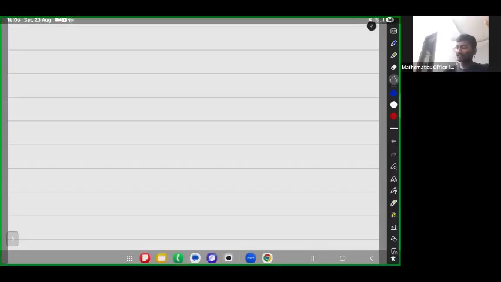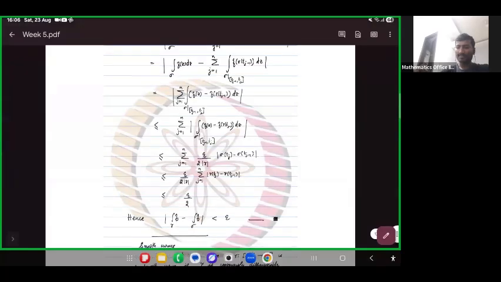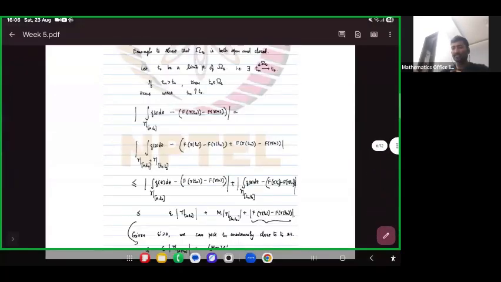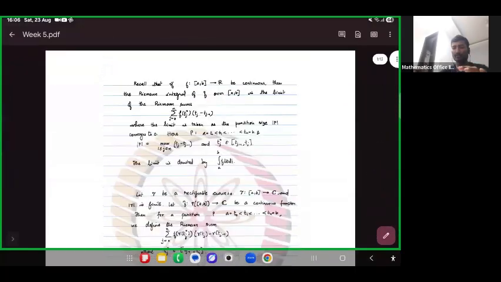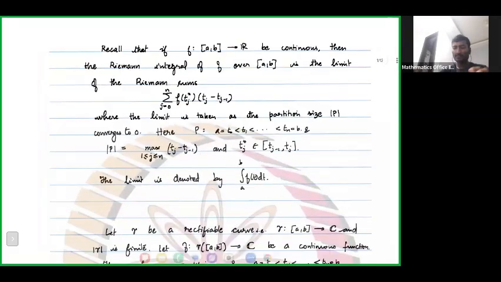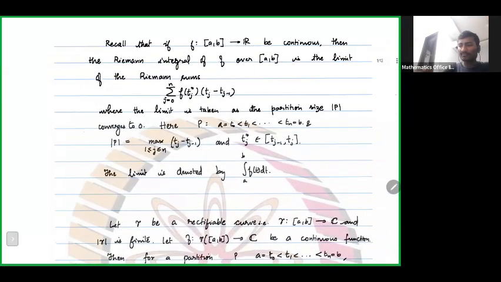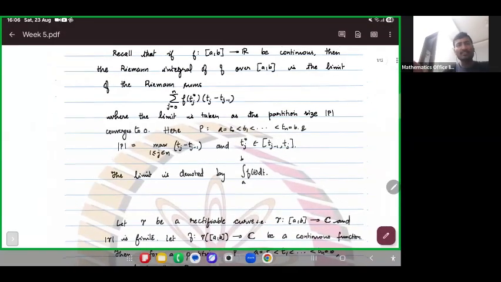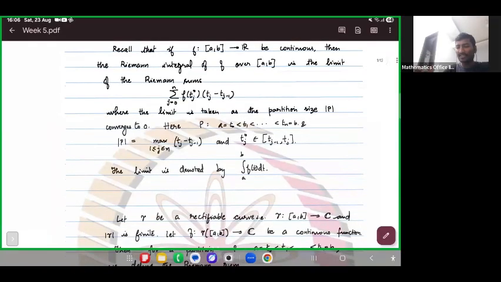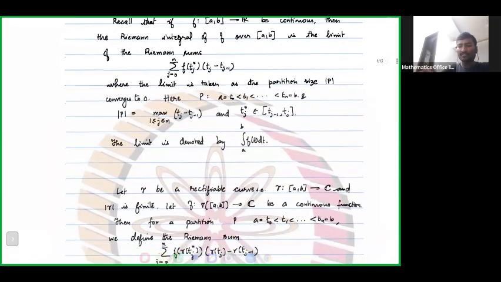Okay, so how did we start it? Let me show this week 5 lecture notes. We'll discuss something from here. No need to write once more, and then we'll go forward. So, we have defined Riemann integral of f in real numbers when f is continuous function on intervals. This is how we define Riemann integral, which is the limit of these Riemann sums.